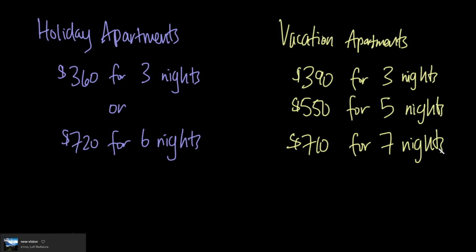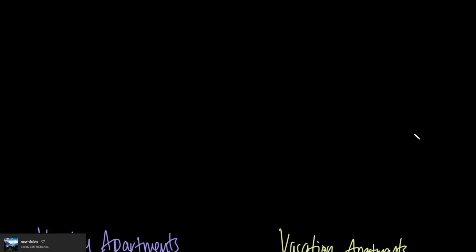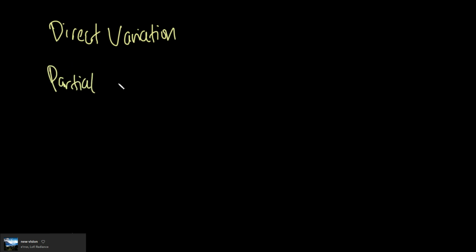So now it's saying complete the table by determining the initial value and selecting the type of variation for each company. Justify your choice of variation for each company. So basically you have to fill out this table, and I'm going to do this up top. We have to justify whether it's a direct variation or a partial variation. So what do these two terms mean? We can say that direct variation means it's completely linear.